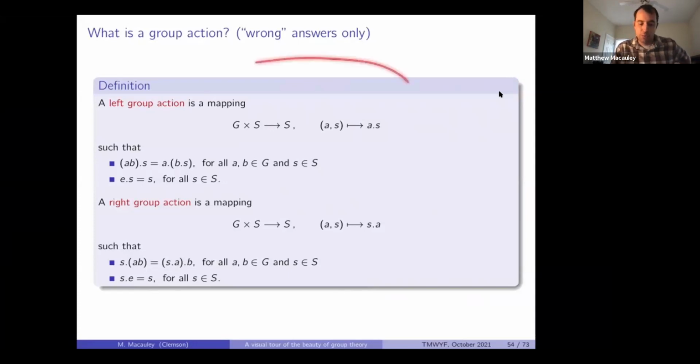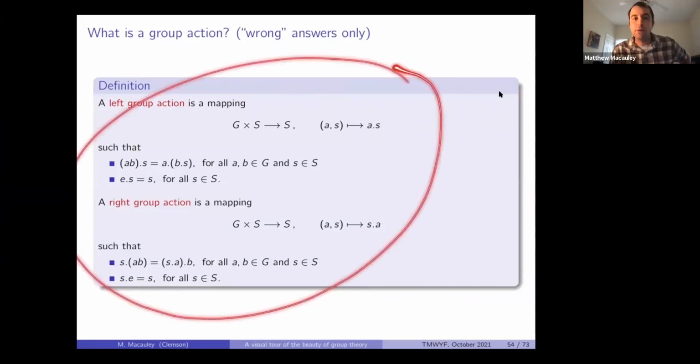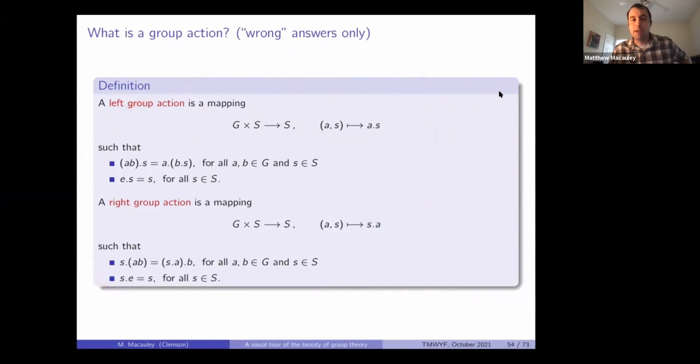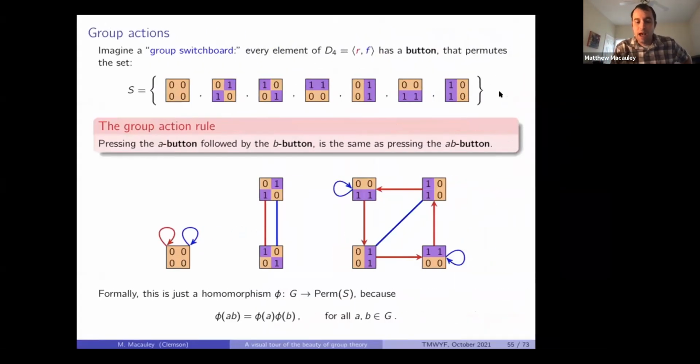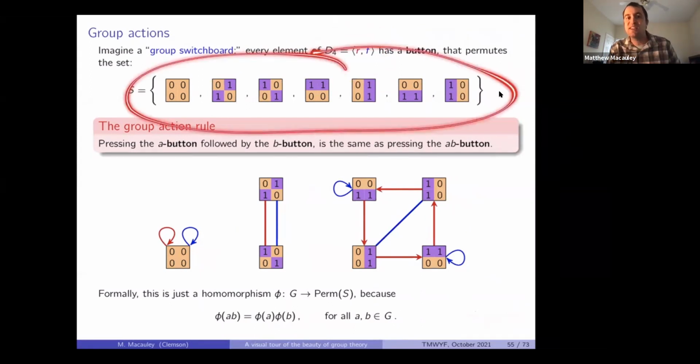This is how most books define group actions. This is a terrible, terrible way. I've had grad students tell me that they've never really understood what a group action is. A group action is a really easy concept if you phrase it the right way. And so here's how I'm going to phrase a group action. Imagine you have a switchboard, like you're driving a plane. Every element of the dihedral group has a button. So every time you press a button, you permute, you shuffle this set of squares in the obvious way.